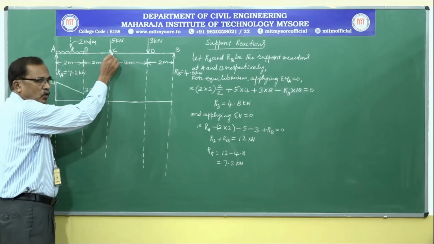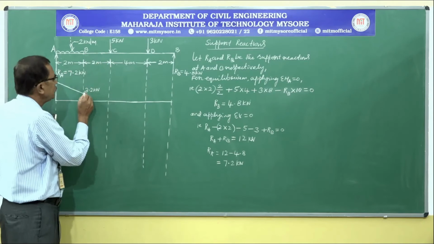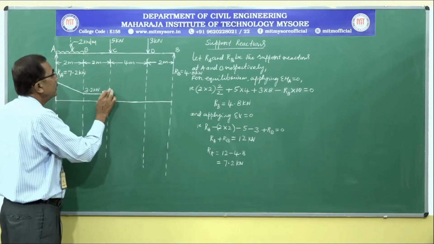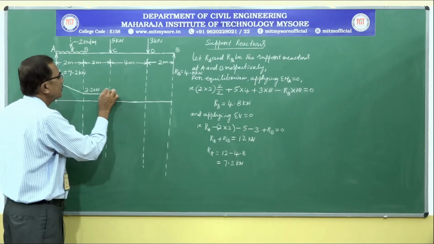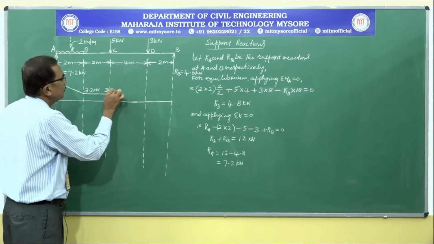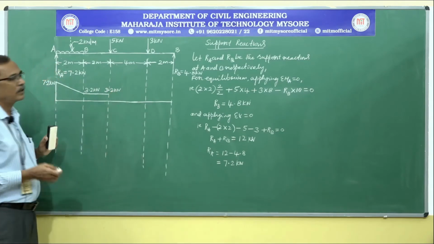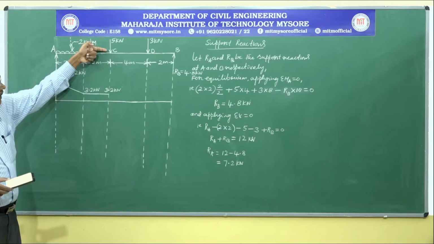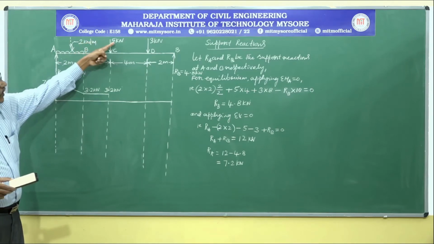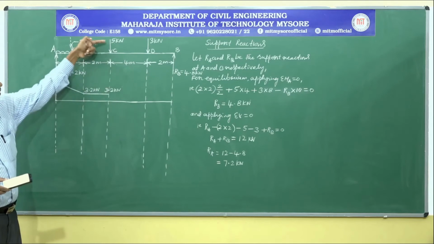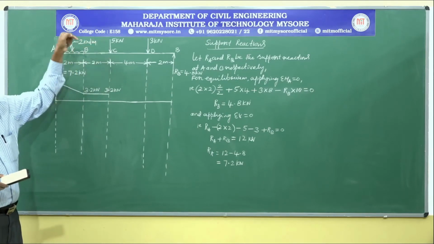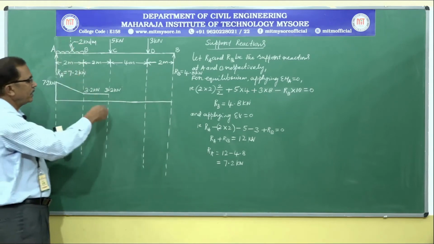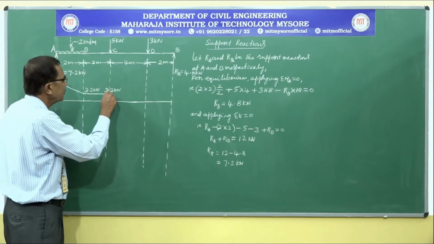Between B and C, no load. For no load, the variation of shear force diagram is a horizontal line. Again, here also it is 3.2 kilonewton. At point C, there is a point load acting in the downward direction, 5 kilonewton. Point load means the shear force diagram is a vertical line and moves in the direction of the load acting. Come down by 5 kilonewton.